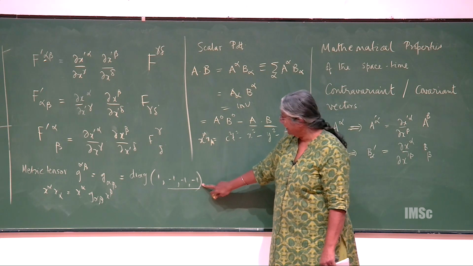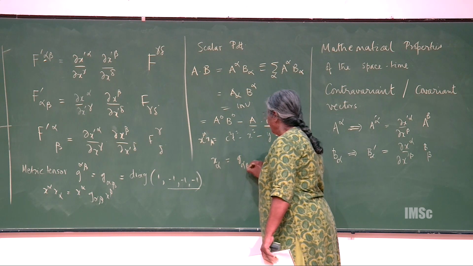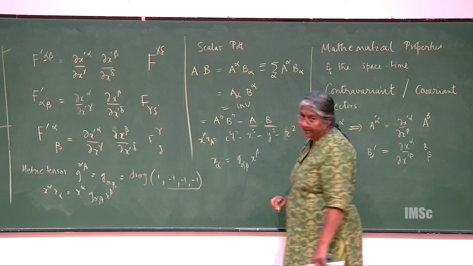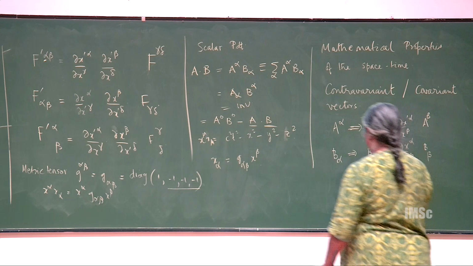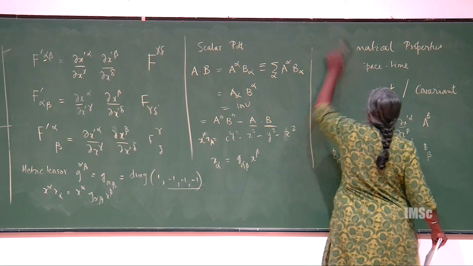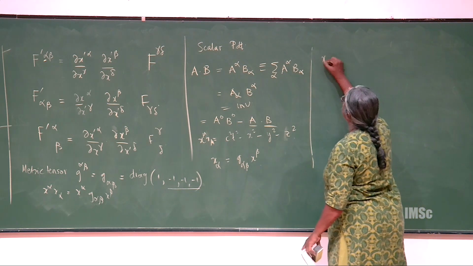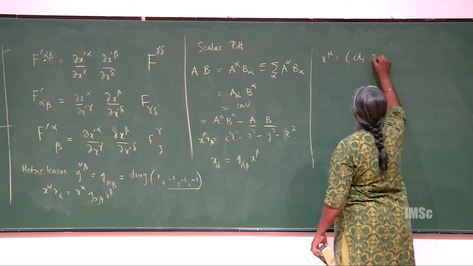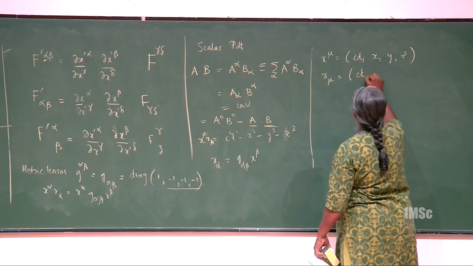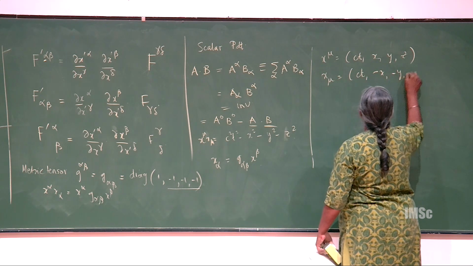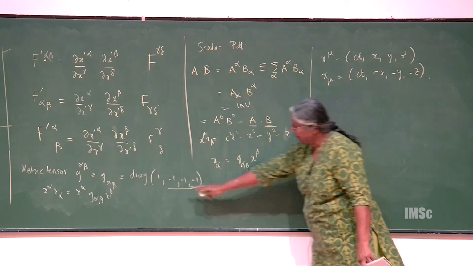You can see that x alpha is equal to g alpha beta x beta. So the metric tensor can convert the contravariant into covariant and vice versa. And because it has these signs, you can immediately see that if I write x mu as ct, x, y, z, then x lower mu, the covariant combination will be ct, minus x, minus y, minus z from this definition. The minus comes from here, right?